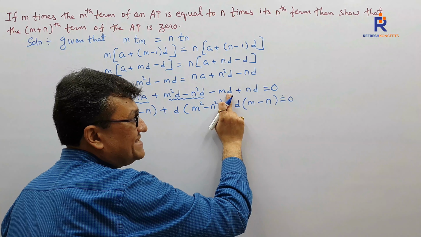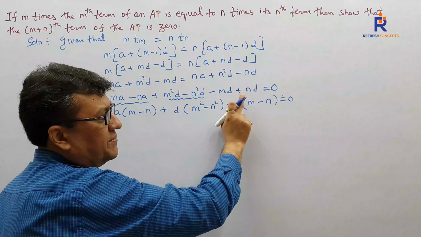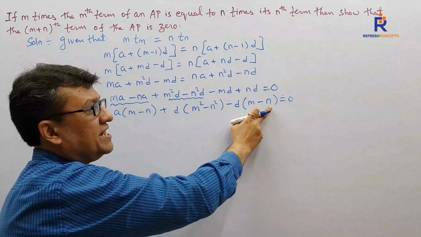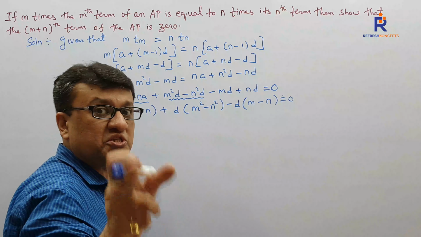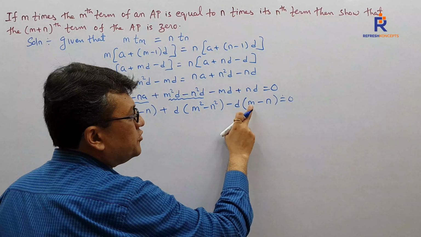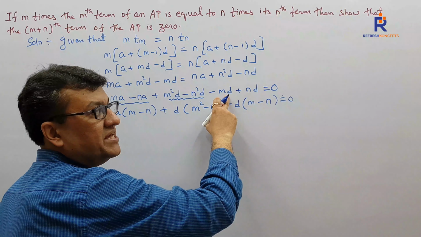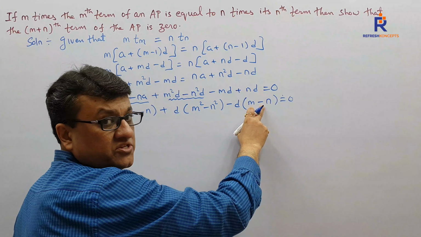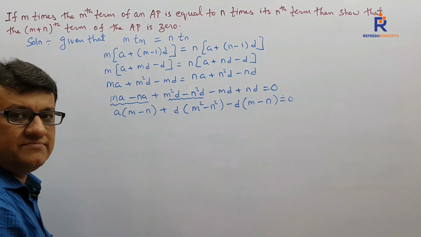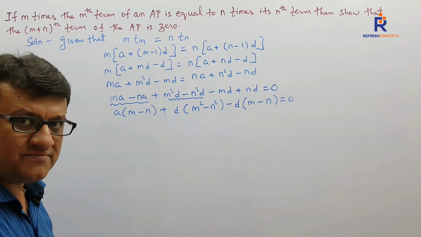When I said minus d common, this m will come here, the inner sign will change and I shall get n. Open down the bracket to cross check yourself. d into m, that is minus d into m, minus md. Minus of minus plus nd. Right? So we have done nothing wrong.